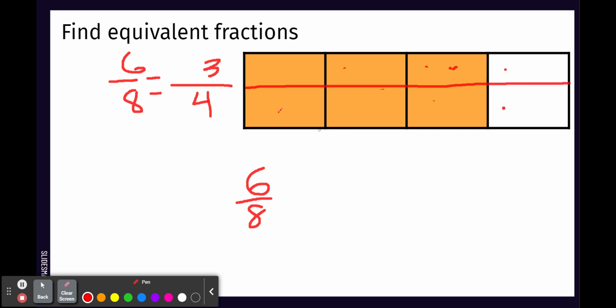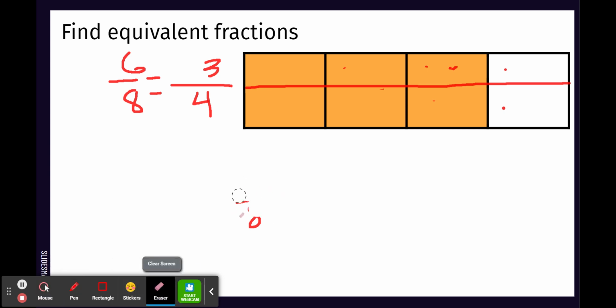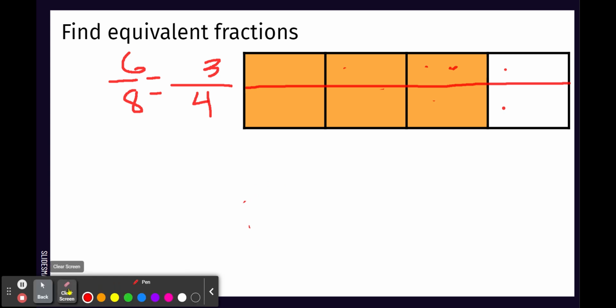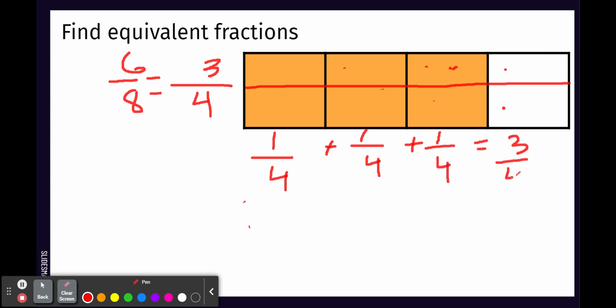Now, how could I represent this with a number sentence? All right. So if I wanted to represent this with a number sentence, we could have done this before we had eighths, I had 1/4 plus 1/4 plus 1/4. And this was going to equal 3/4.